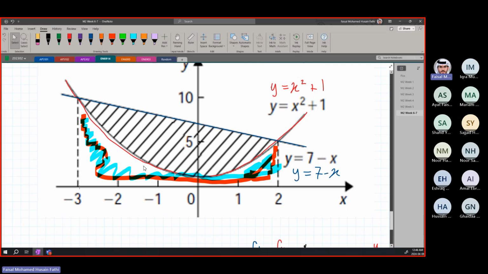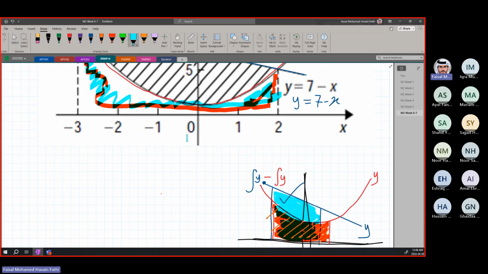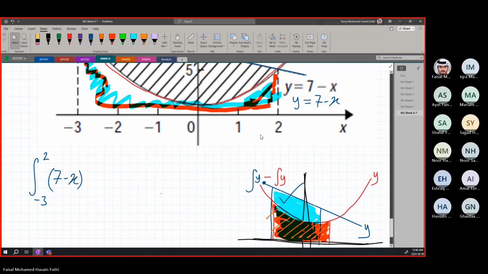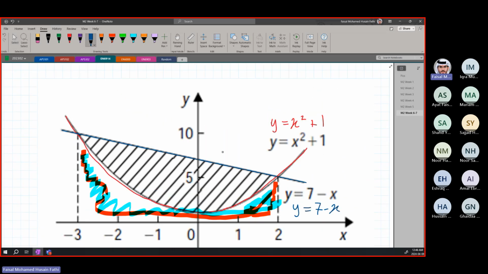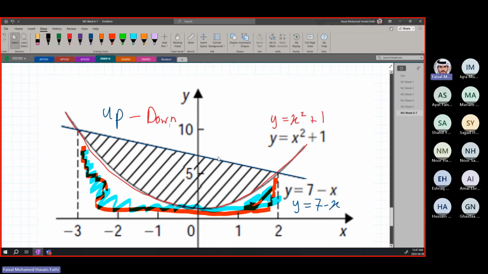We want to remove this part. Okay, we don't want to look at it. We only want to look at the shaded area. So the simple way to do this is always just integrate from -3 to 2 of y, which is 7 minus x, the blue part, the one that is up, then minus down. Very simply. That's how you're always going to do it.